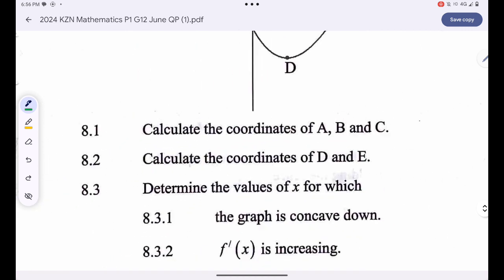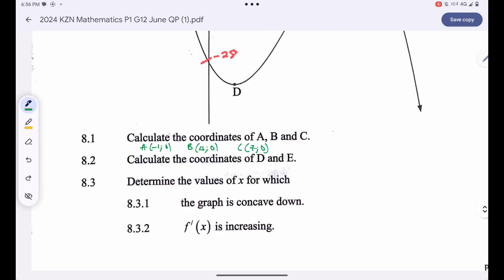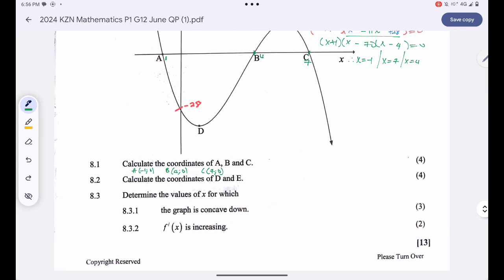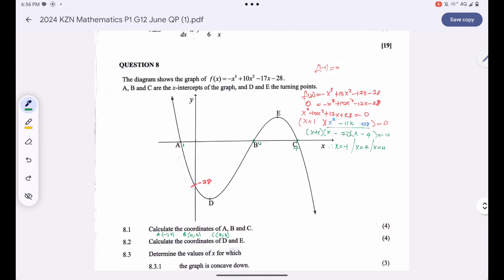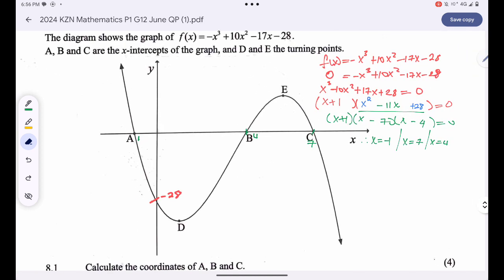So whenever I write my coordinates, I'll simply say A is (-1, 0), B is (4, 0), and then C is (7, 0). Okay, now they want us to calculate the coordinates of D and E. Remember that, guys, D and E represent our turning points, right? For me to find the coordinates of the turning point, I should know what happens at the turning point.